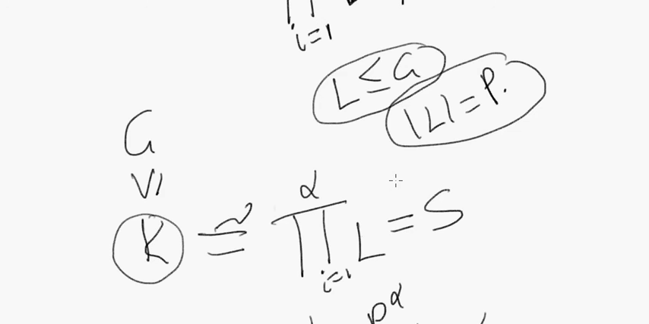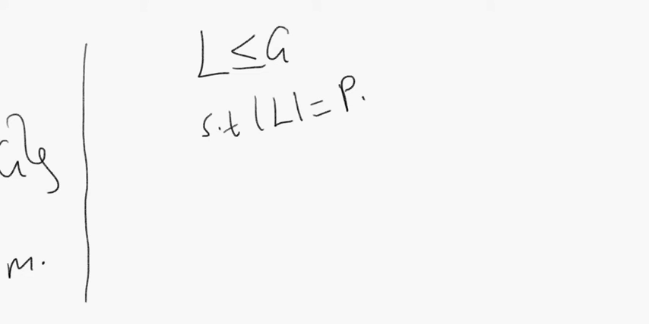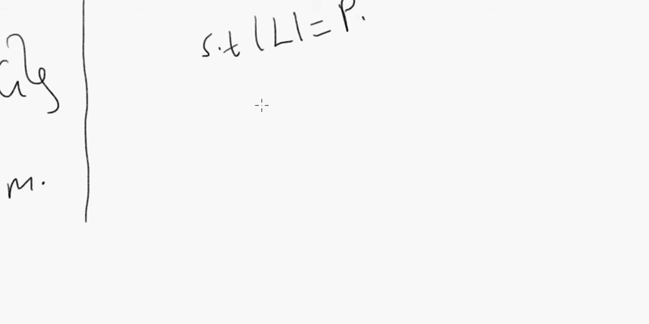So, let's do this instead. Again, we still have some question marks, but let's say that we successfully found some L subgroup of G such that the order of L equals P, okay? And now let's consider the group S, which is L cross L cross L, alpha times, otherwise known as the product as i runs from 1 to alpha of L. This is the cross product, you could say.